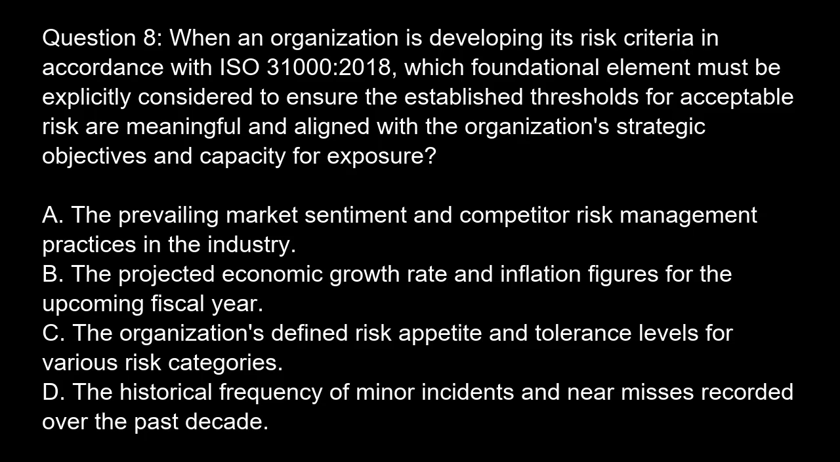Question 8. When an organization is developing its risk criteria in accordance with ISO 31000-2018, which foundational element must be explicitly considered to ensure the established thresholds for acceptable risk are meaningful and aligned with the organization's strategic objectives and capacity for exposure? Option A. The prevailing market sentiment and competitor risk management practices in the industry. Option B. The projected economic growth rate and inflation figures for the upcoming fiscal year. Option C. The organization's defined risk appetite and tolerance levels for various risk categories. Option D. The historical frequency of minor incidents and near misses recorded over the past decade.